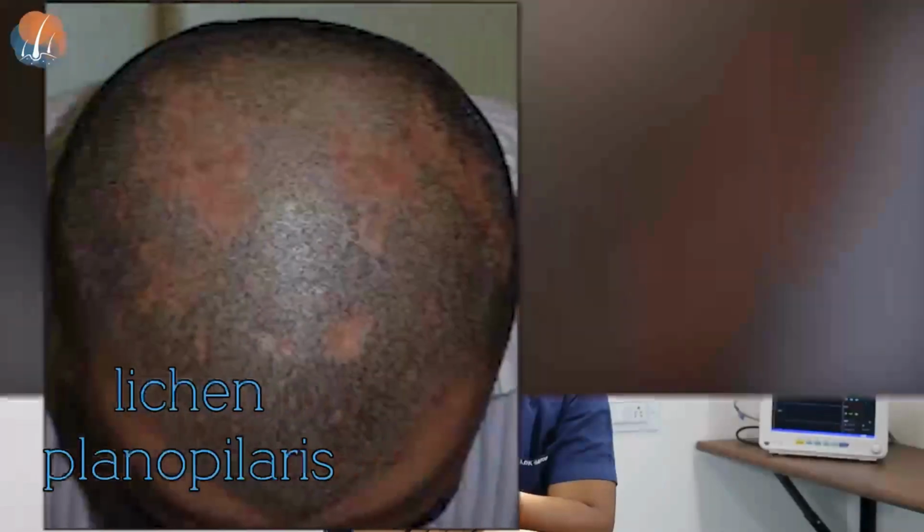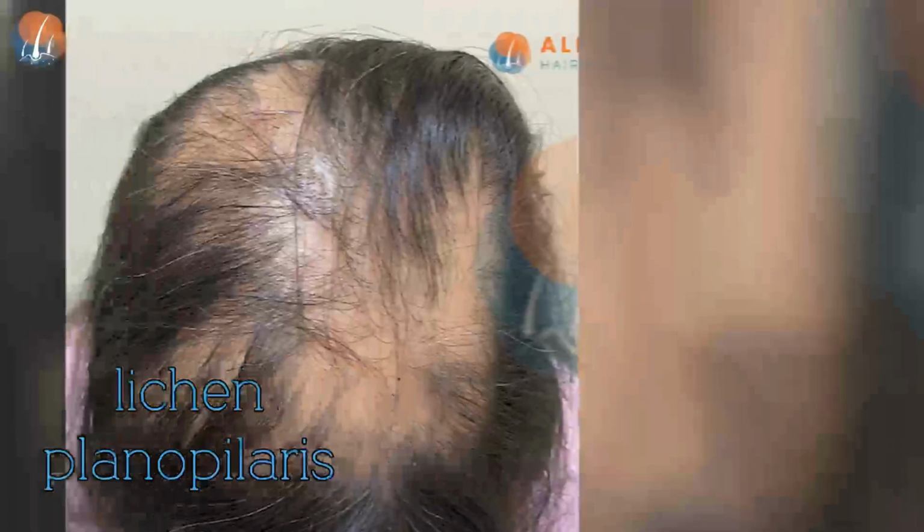There are certain medical conditions of the scalp like alopecia areata and lichen planopilaris. These are autoimmune conditions that affect the scalp, leading to loss of hair. In that condition, we avoid doing hair transplant procedures because the hair may not grow, or if it does grow, it may not last for a longer period of time. It may get lost by this autoimmune process.